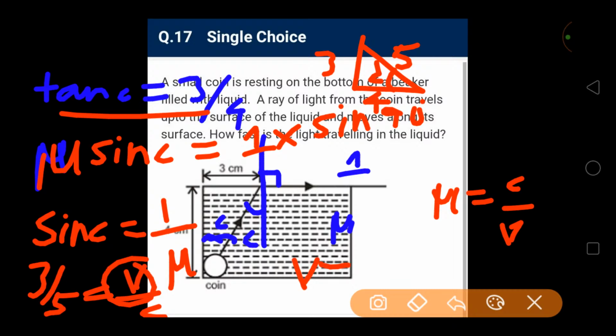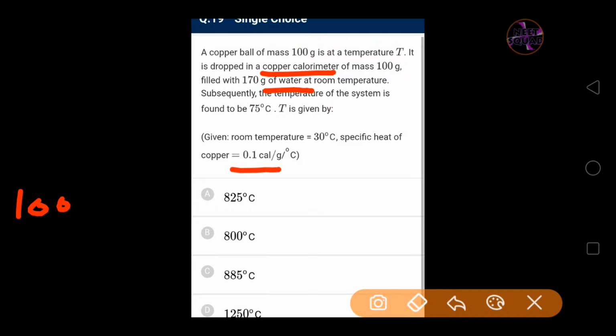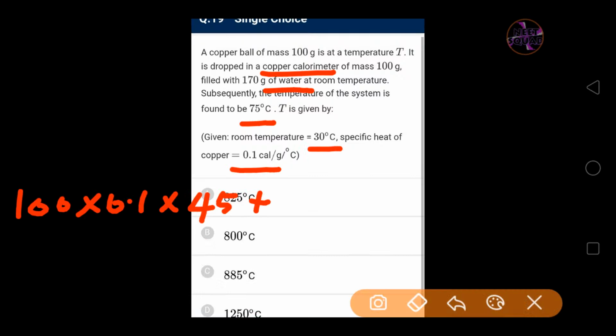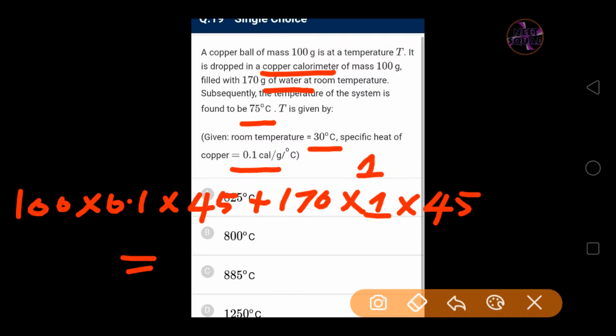So V is equal to... What is C of copper? Given 0.1. Del T: final is 75, initial is 30. 75 minus 30 is what? 45. Plus, water is also a heat gainer. So what is the mass of water? 170. The specific heat capacity of water is 1, but this won't be given in the question. So into 1, into the same temperature change 45, is equal to heat lost.